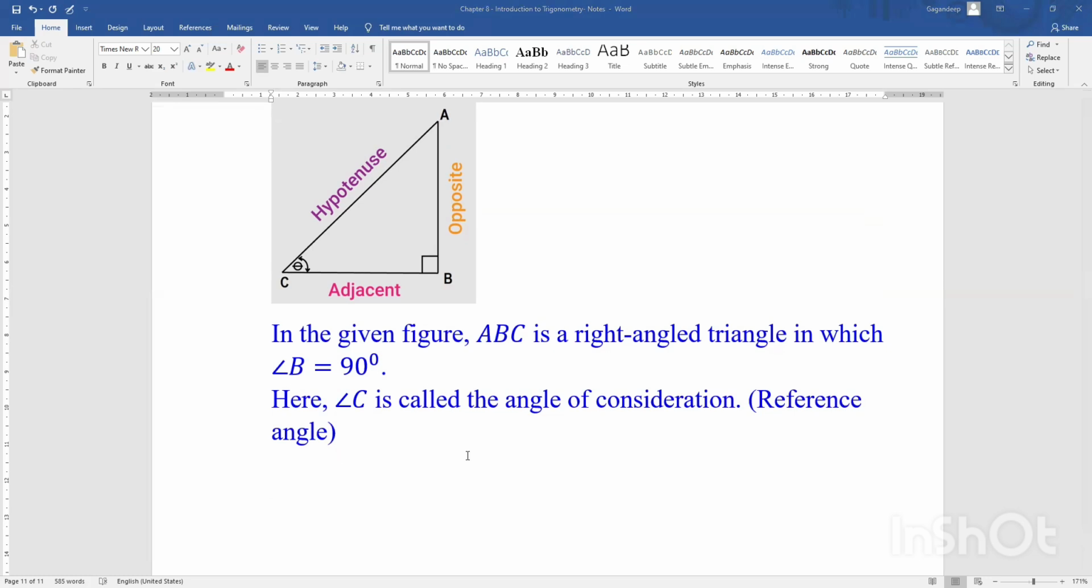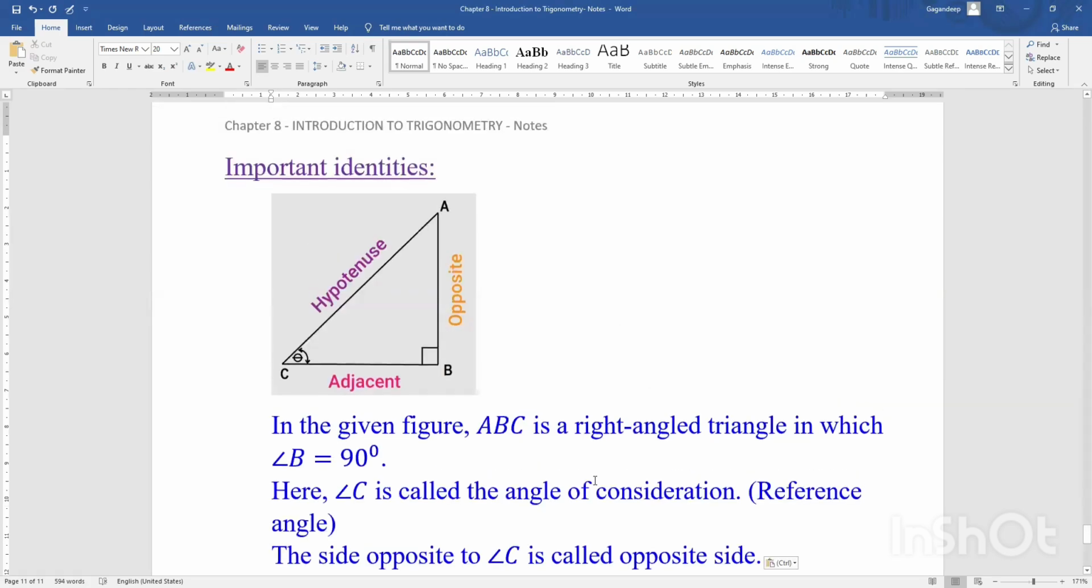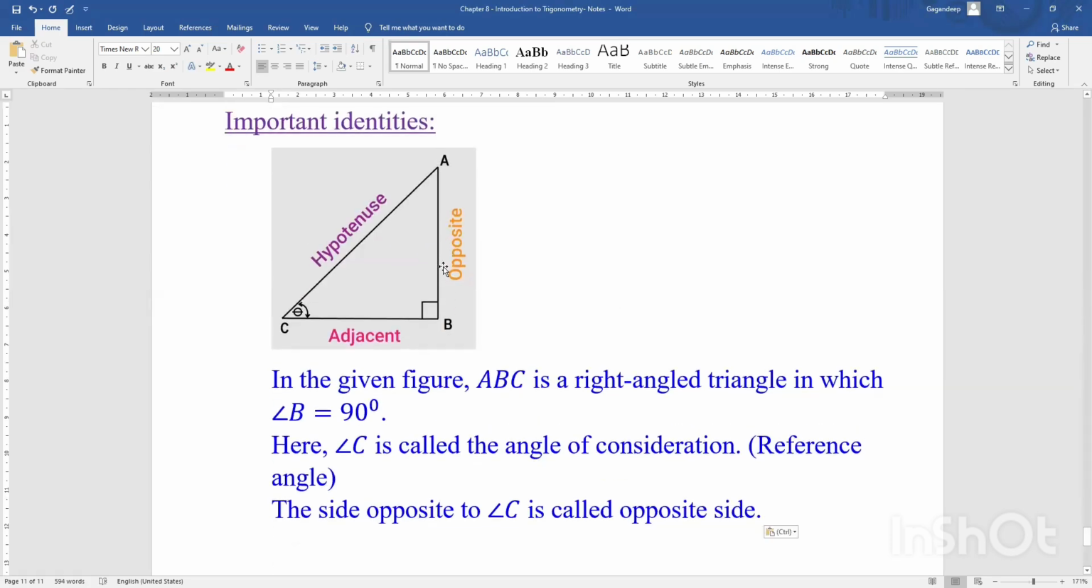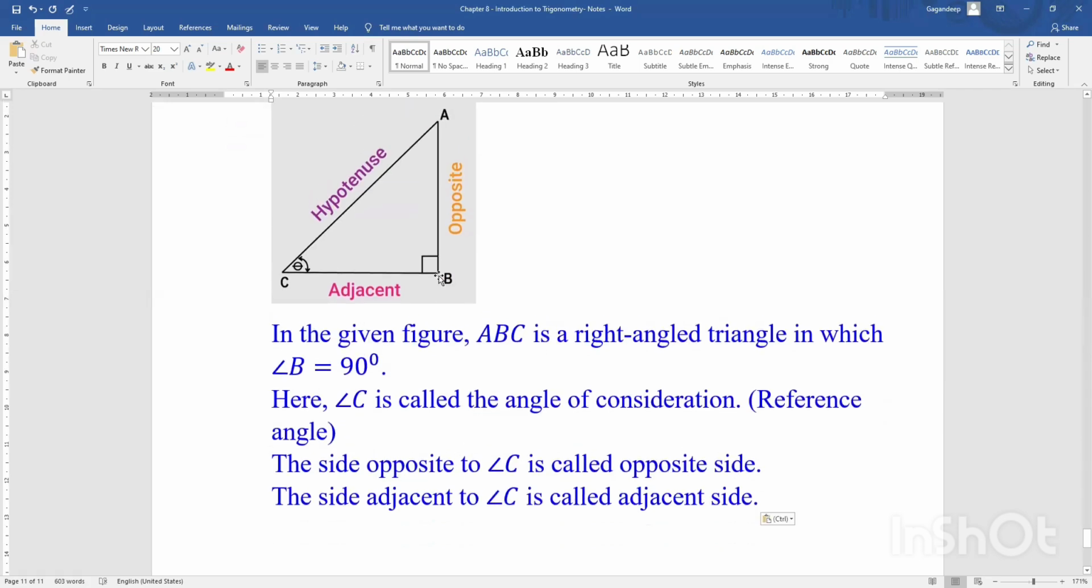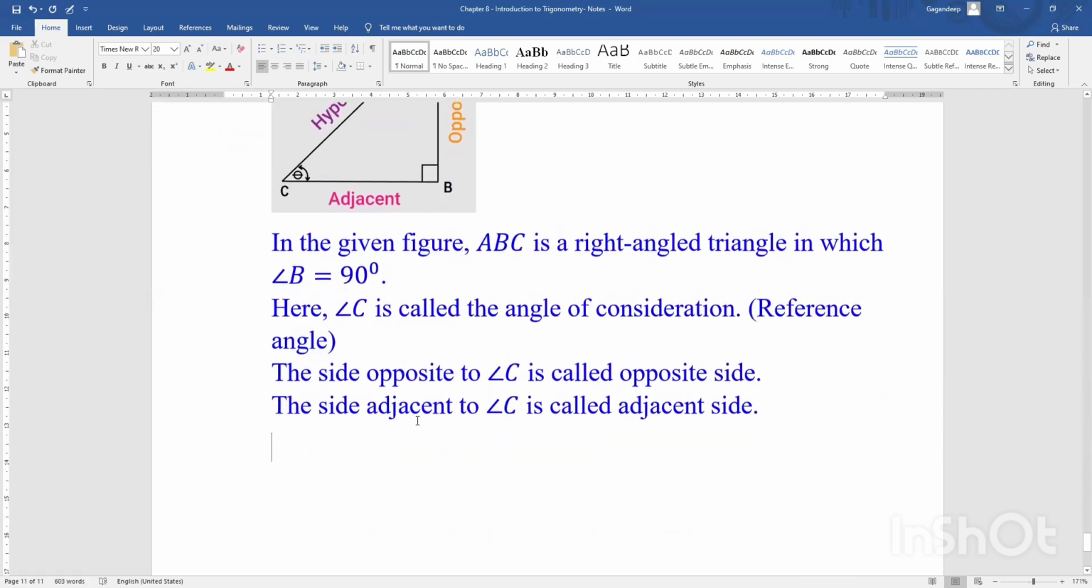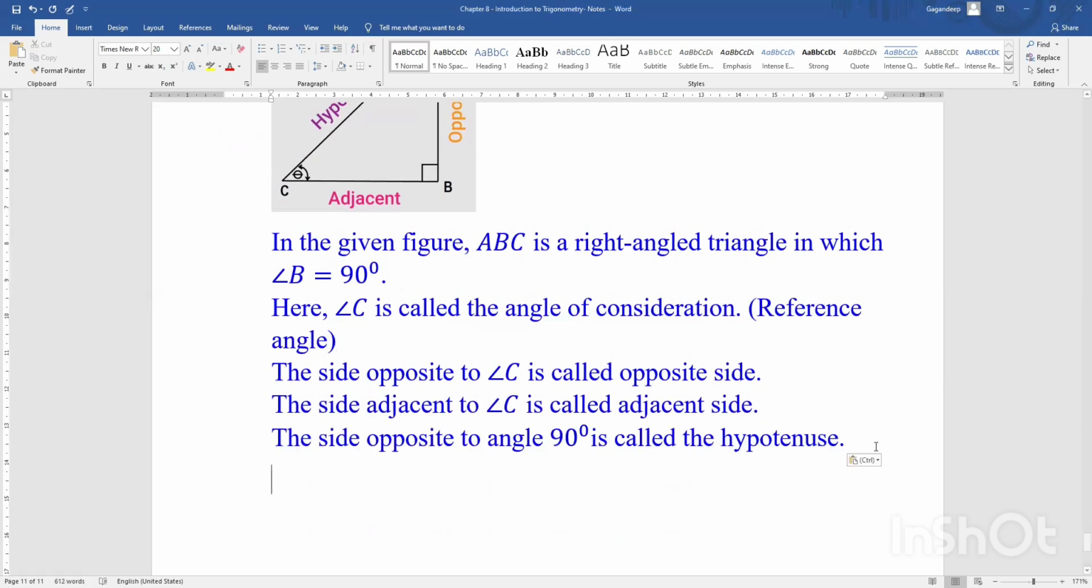Now the side opposite to angle C is called the opposite side. The side adjacent to angle C is called the adjacent side. In this figure, you can see BC is the adjacent side. And the side opposite to the 90 degree angle is called the hypotenuse.